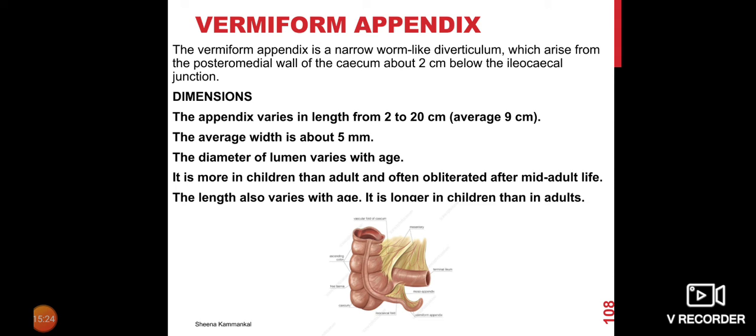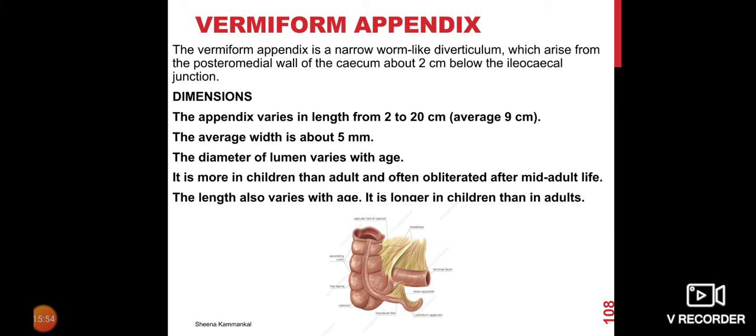But on an average the width is 5 millimeter, but length is 9 centimeter, average length. Diameter of lumen varies with age. It is more in children than in adults and often obliterated after middle life. That is why the infection in the vermiform appendix is more prone in children.